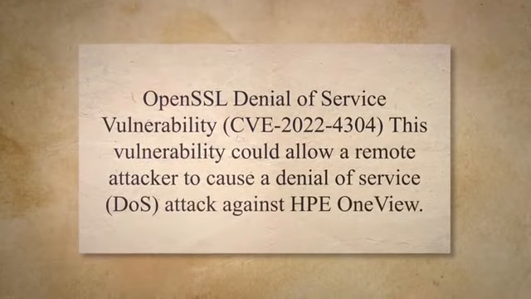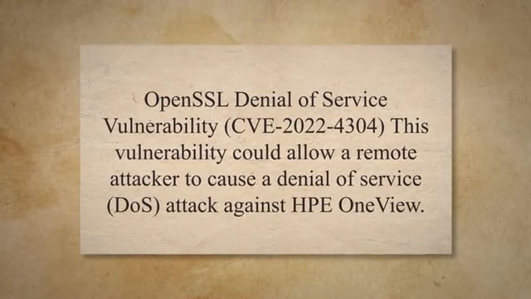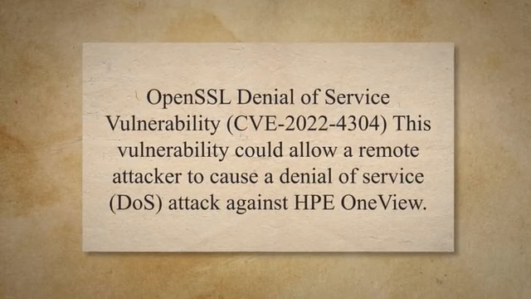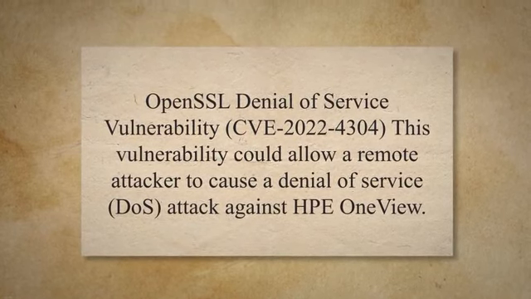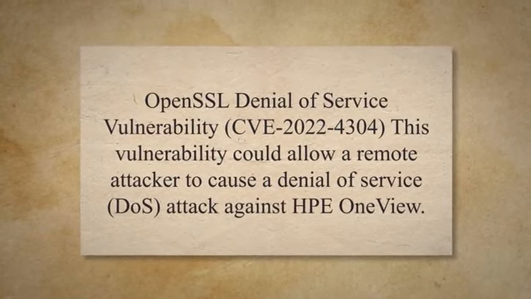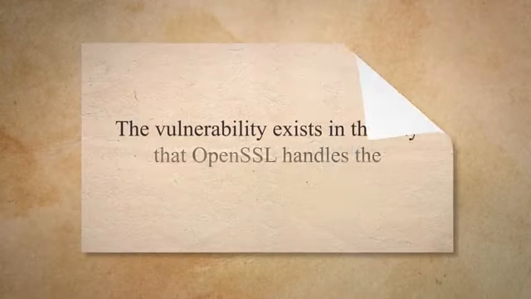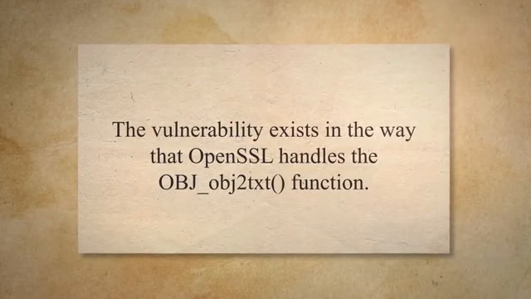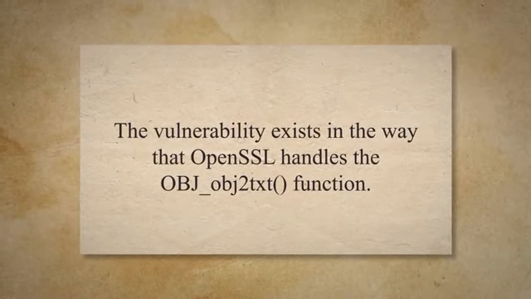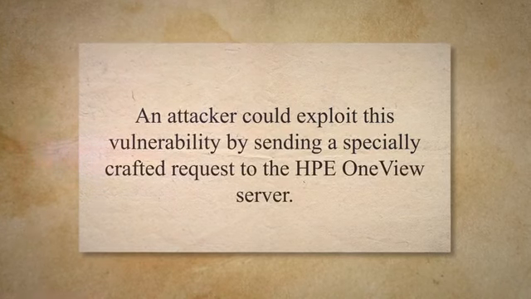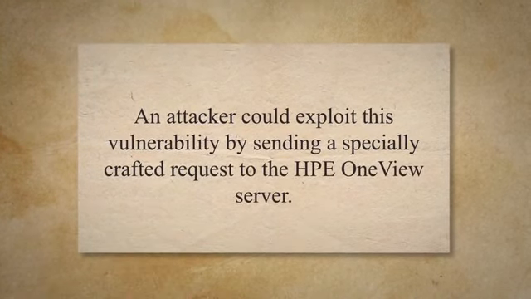OpenSSL Denial of Service Vulnerability, CVE-2022-4304. This vulnerability could allow a remote attacker to cause a denial of service (DoS) attack against HPE OneView. The vulnerability exists in the way that OpenSSL handles the OBJ_obj2txt function. An attacker could exploit this vulnerability by sending a specially crafted request to the HPE OneView server.